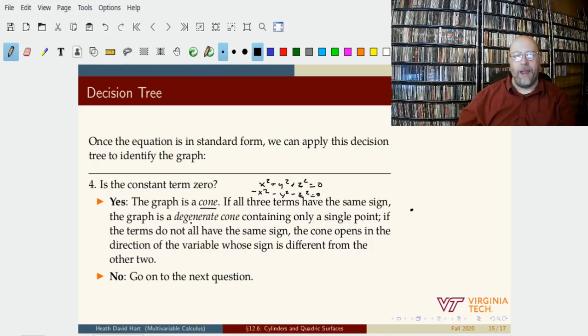That's a funny name because degenerate comes from that, but it means it did not generate anything. Nothing got generated, just a single point, degenerated.